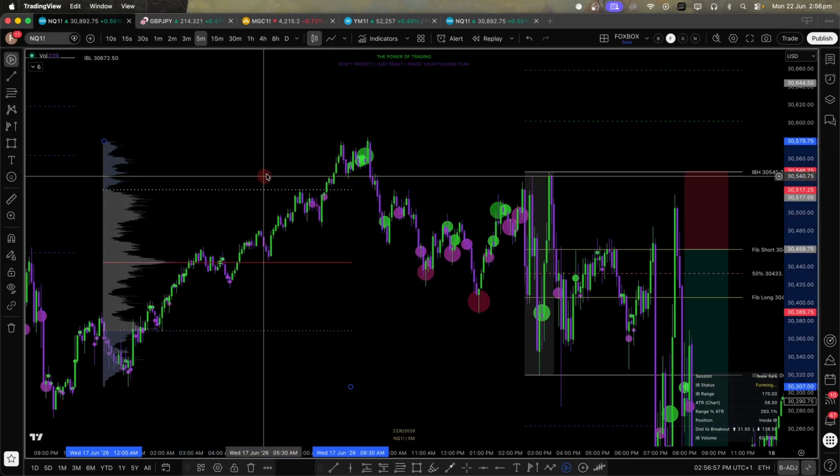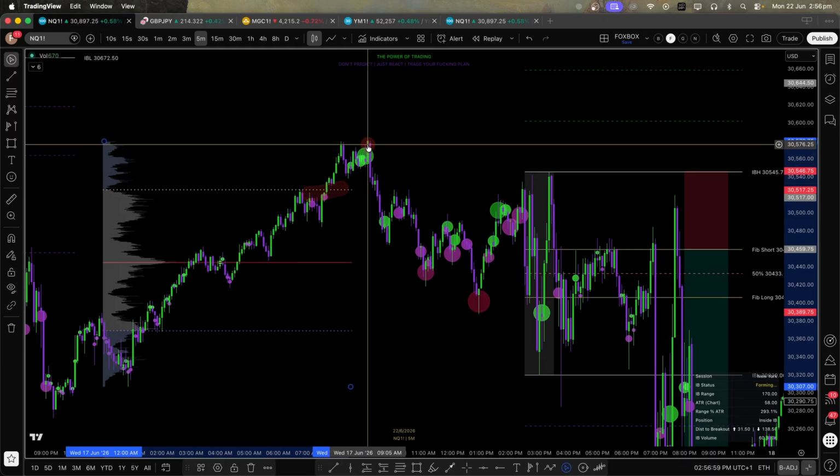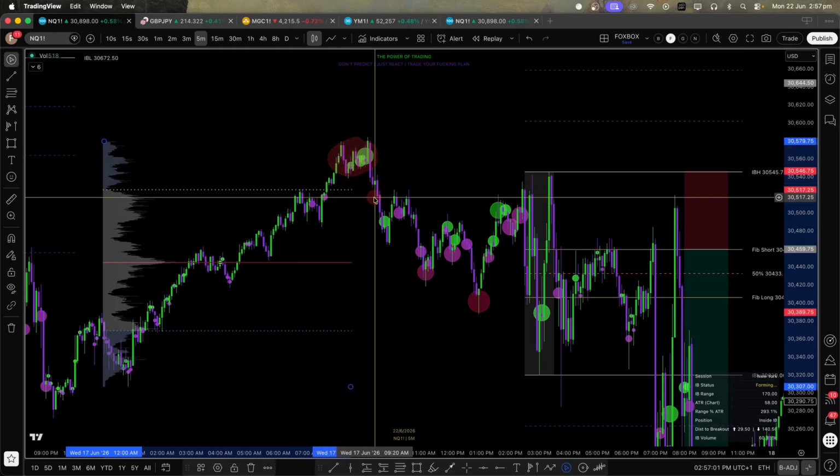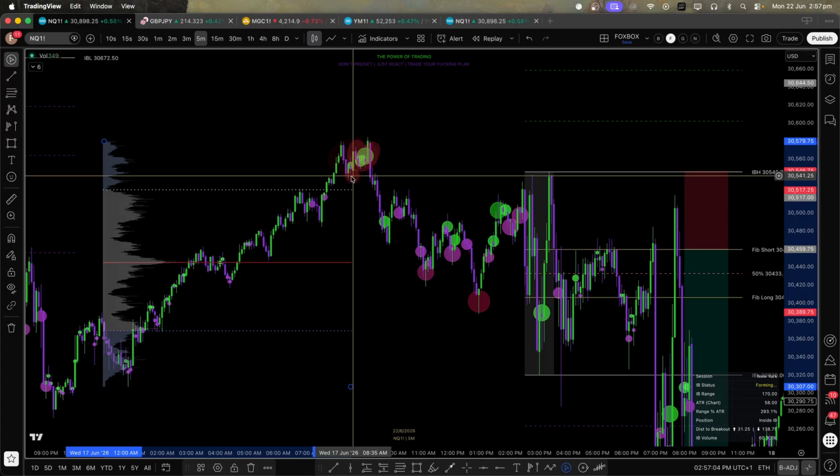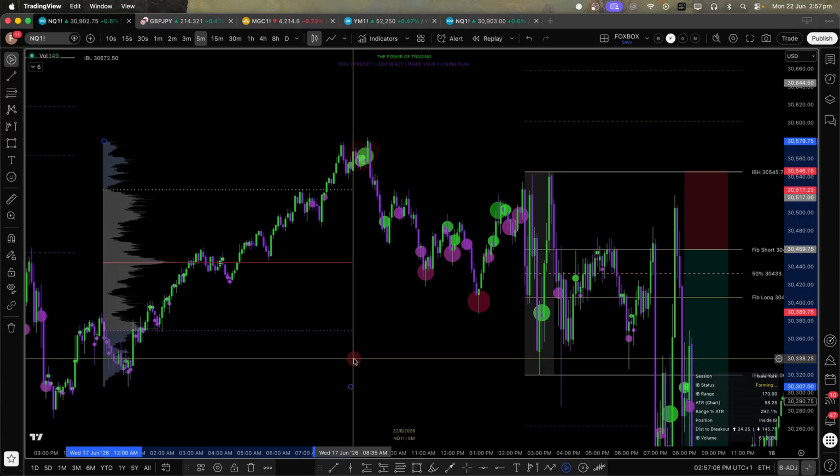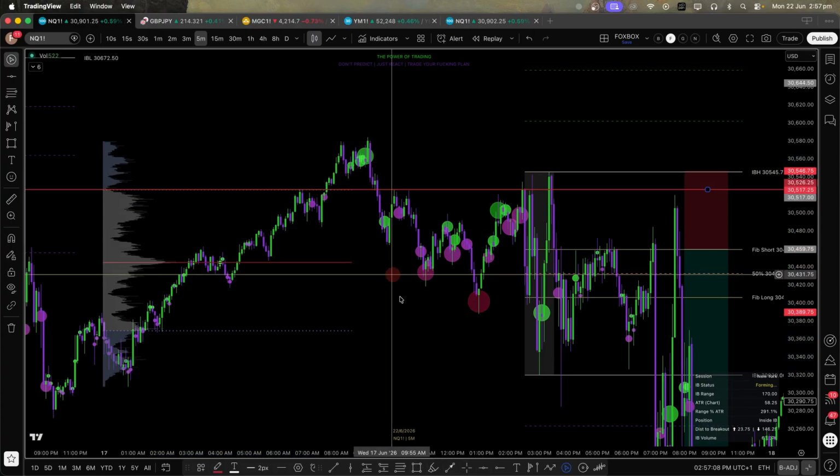So let's say it was there. So there's the value area high. But then what do we get? We get trapped sellers and we close back inside. We get trapped buyers multiple times and then we close back inside the range. So you have your line there.